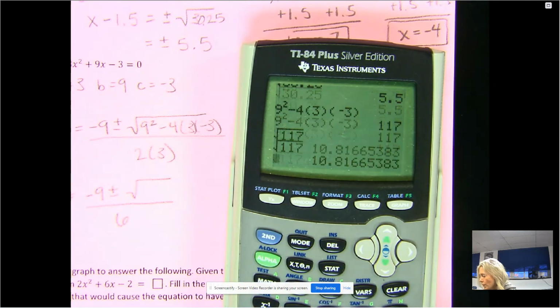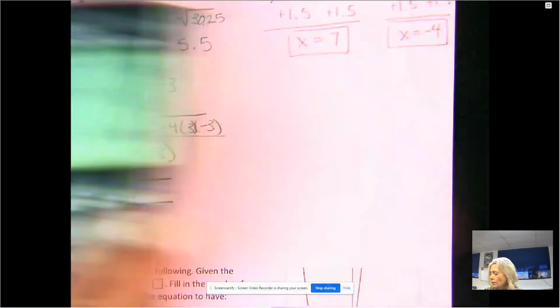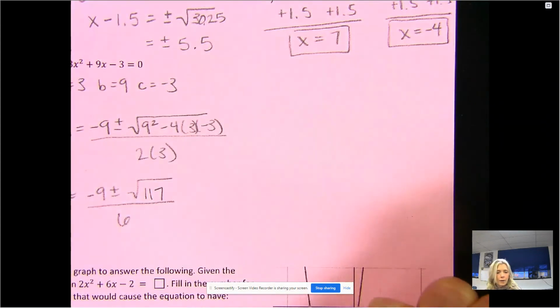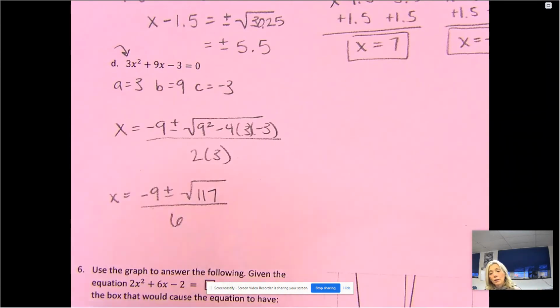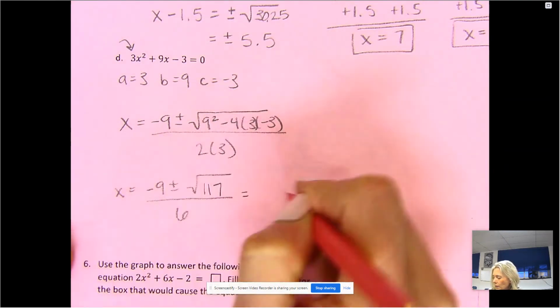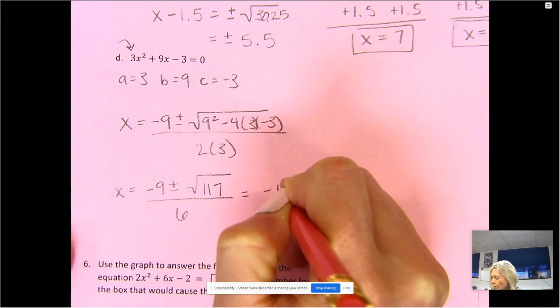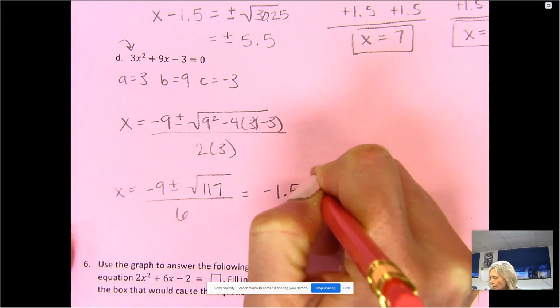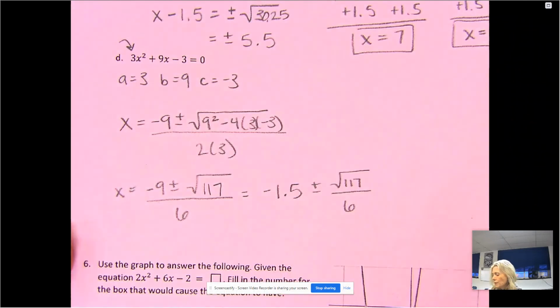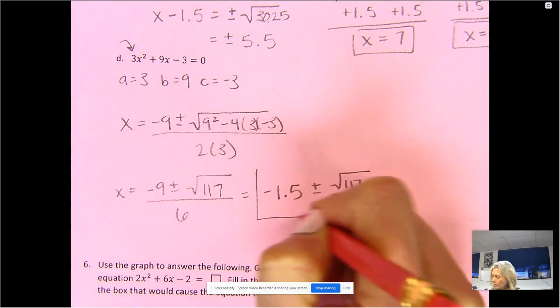117 is not a perfect square, so I'm going to leave it under the radical, but it's going to be a real solution, right? 2 real solutions because 117 is positive. And so the last step would just be to split apart the divide by 6. Negative 9 divided by 6 is negative 1.5. And then the square root of 117 over 6 would stay like that. Final answer.